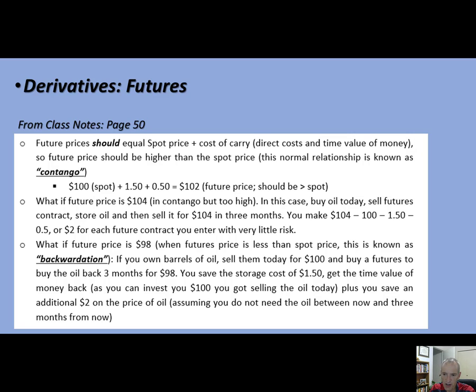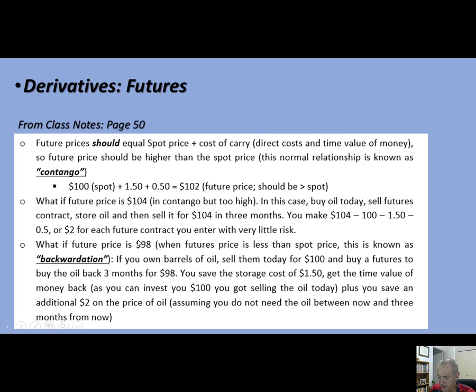Sell the oil for $100 today, and you're guaranteed to buy it back for 98 in 3 months. So you essentially get your $100 today. You can invest it and make 50 cents. You don't have the storage costs, and since you got the $100, you invest it, you make the 50 cents, so you'll end up making $2.50. The $2 is what you have to pay away, the $98 in 3 months.